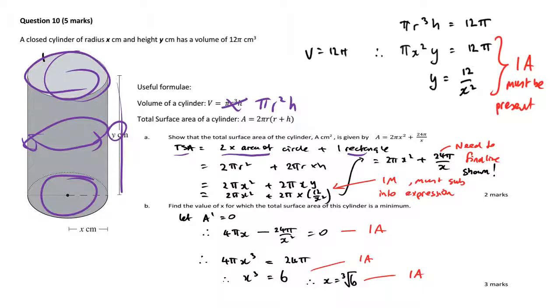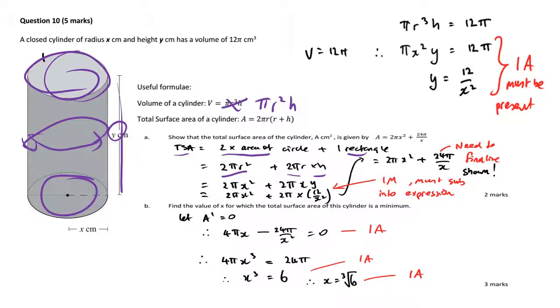So what do we know? We know the area of the circles is pi r squared, so it's 2 times pi r squared, and we've got 2 pi r, that's the circumference of the circle, times the height. Now we sub in the information we know. We know that r is equal to x in this case. It becomes 2 pi x squared plus 2 pi x times the height. Remember, the height is equal to y.